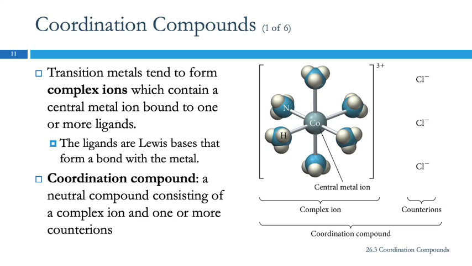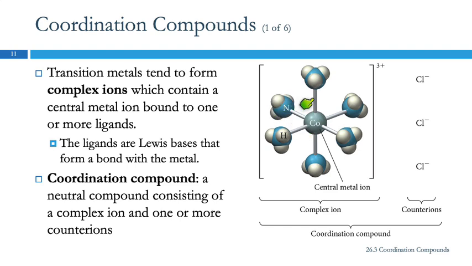In a previous chapter, we learned about complex ions. Transition metals tend to form complex ions. And here we have a central metal ion that has one or more ligands bound to it, and as a whole, this has a charge. So this is not a compound between cobalt and ammonia.